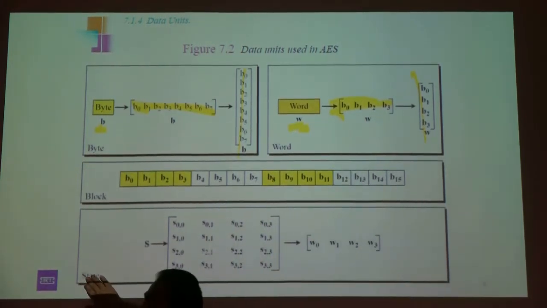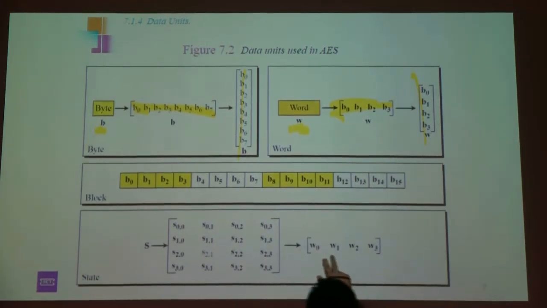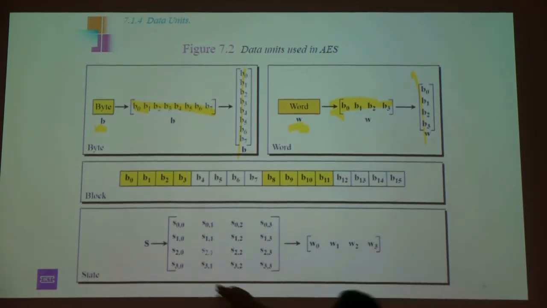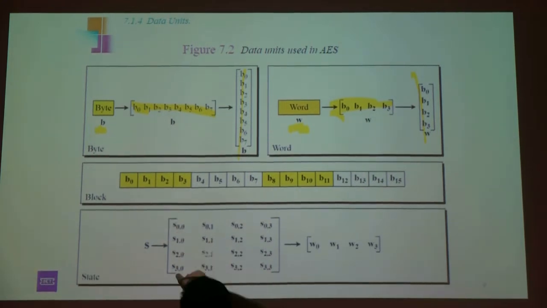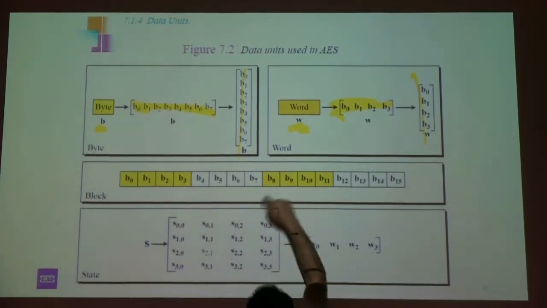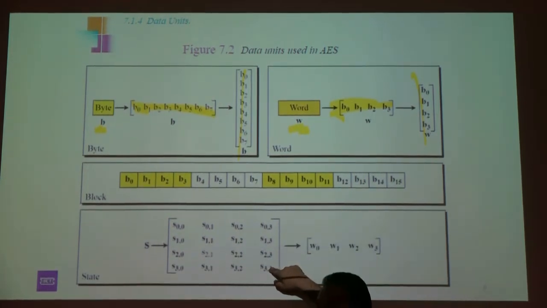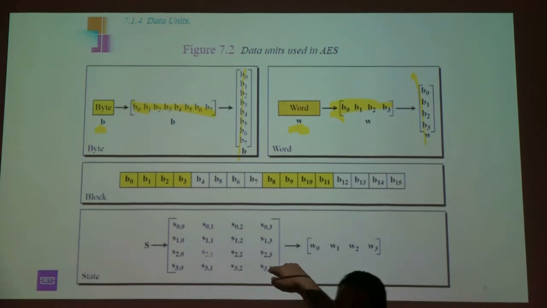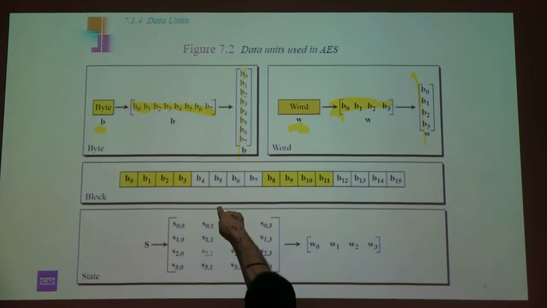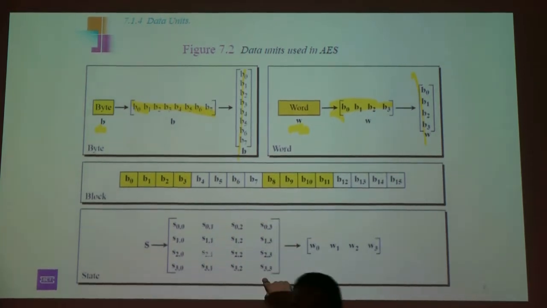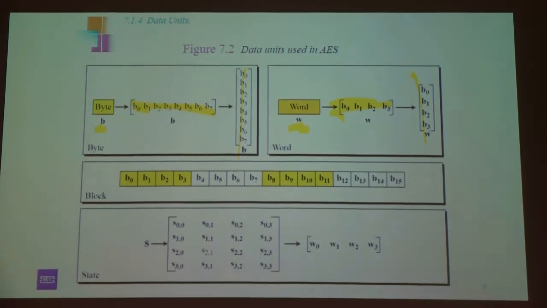So how do we make a state? We arrange it this way: word 0, word 1, word 2, word 3. We start counting from 0, so word 0 goes in here, word 1 goes here, word 2 goes here, word 3 goes here. Simple. So our game in here is the block. That's the main component.